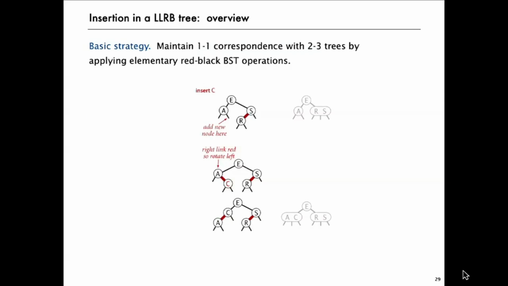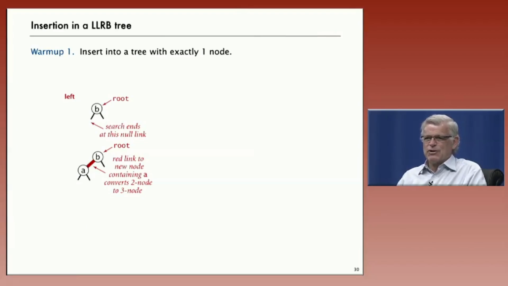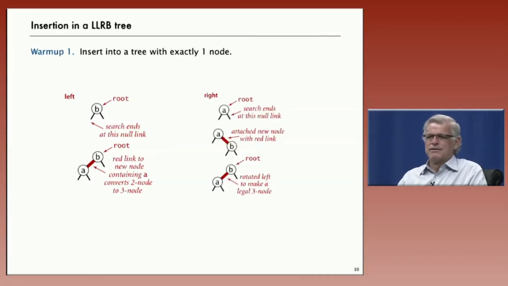And we have to work through other cases that can arise, but there's not too many, so we'll work through them. And we have the basic operations: left rotate, right rotate, and flip colors. All right, so first warm up, insert into a tree with exactly 1 node. Well, if it goes on the left, then we just make a red link and add it on, and we're done. If it goes on the right, then we attach a new node with a red link on the right, but we have to rotate it to the left to make a legal 3-node. So that's insert into a tree with a 1 node and make it a tree with 2 nodes.